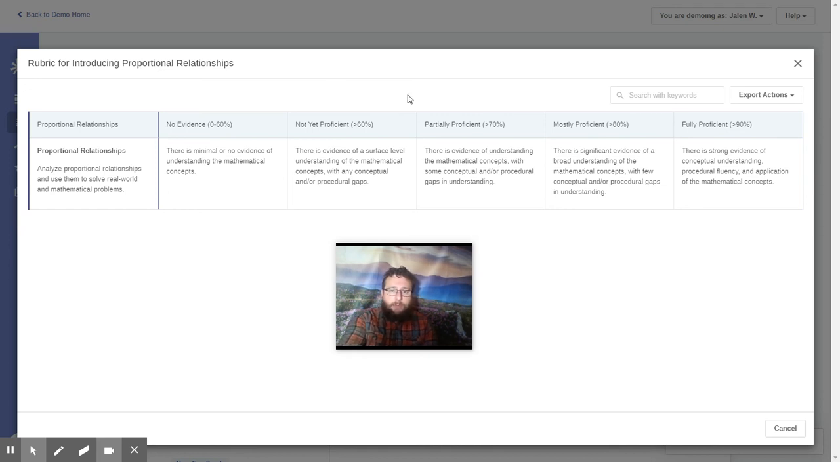That only represents the value of that category, but not how much you need to get in order to land on it. More so the value that is used to compute your grade. So when you get partially proficient, it's as if you were using 70% on the computation of your average. But that doesn't mean you got 70% correct. It means that there is a bit of evidence with some conceptual gaps or procedural gaps in mathematical understanding.